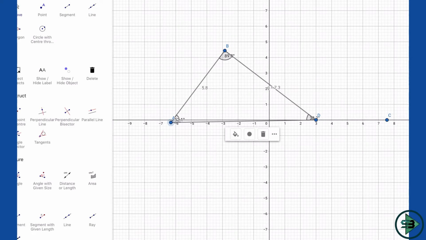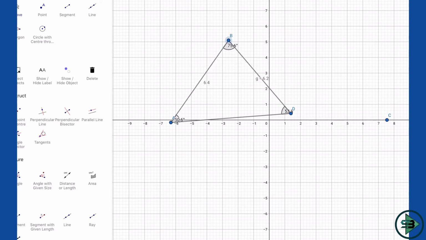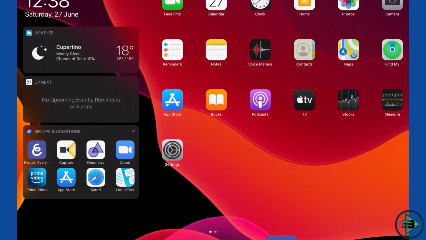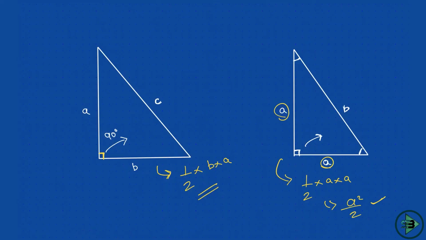And you will have one side which becomes equal to the other side, so both of them become 5.8, and the angle remains 90, and that's where you will get an isosceles right angle triangle. That's what is being shown in this part.